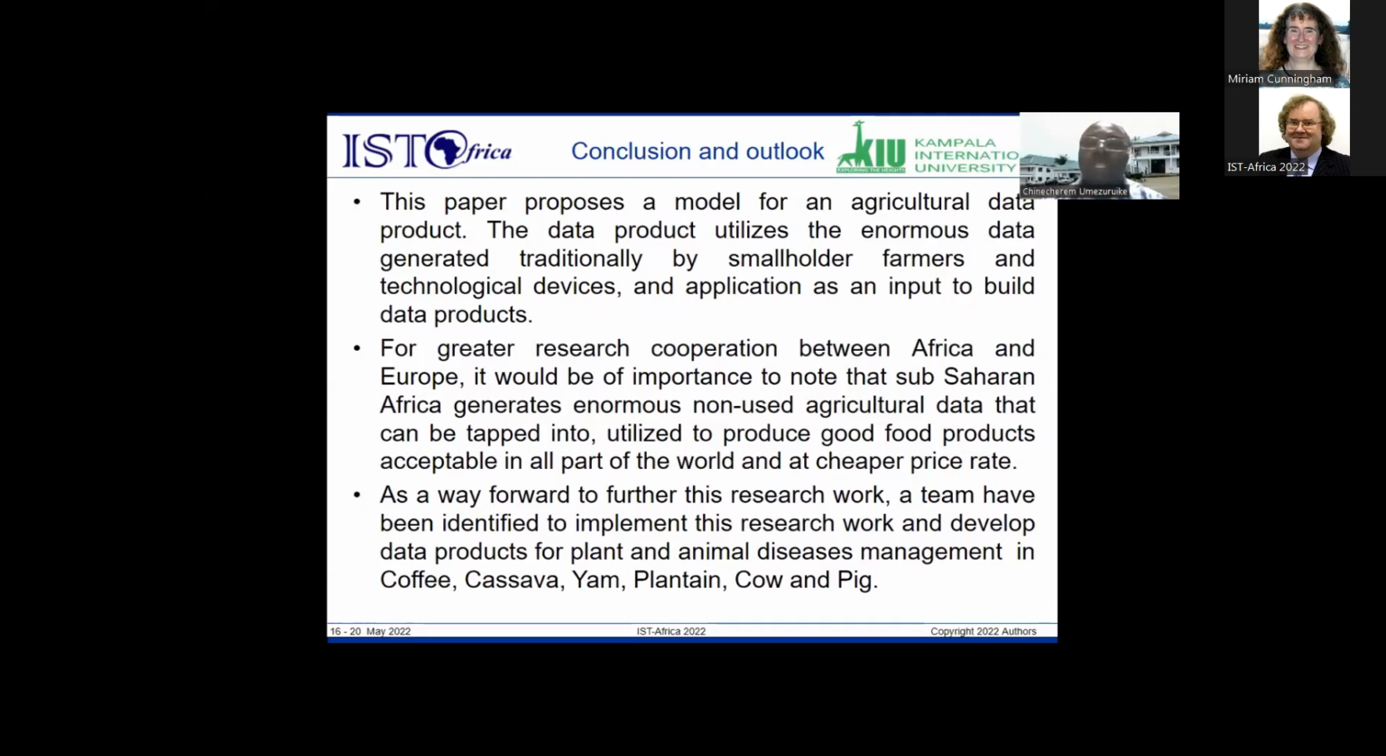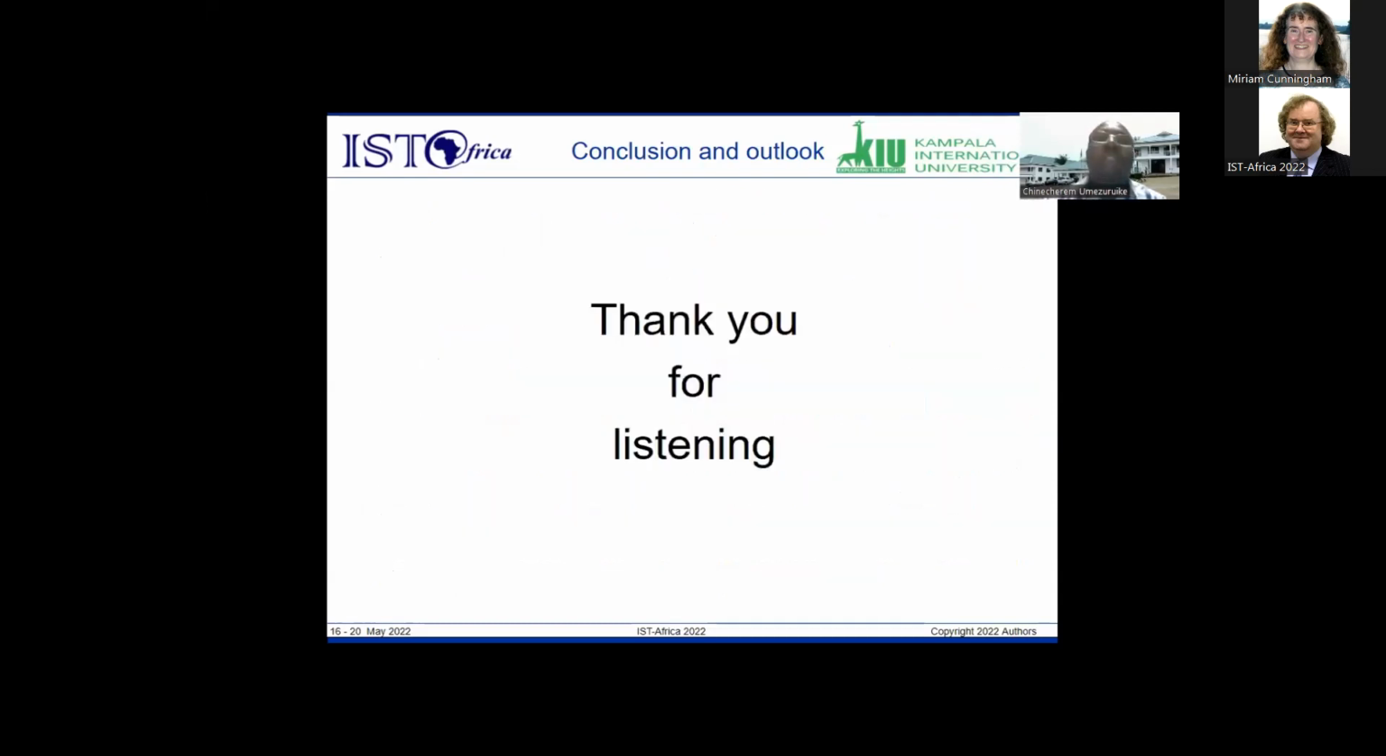As a way forward to further this research work, a team has been identified to implement this research work and develop data products for plant and animal disease management.